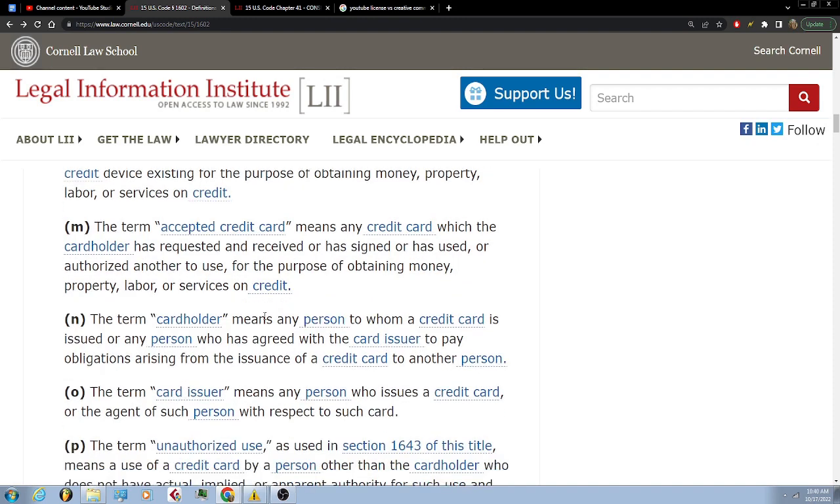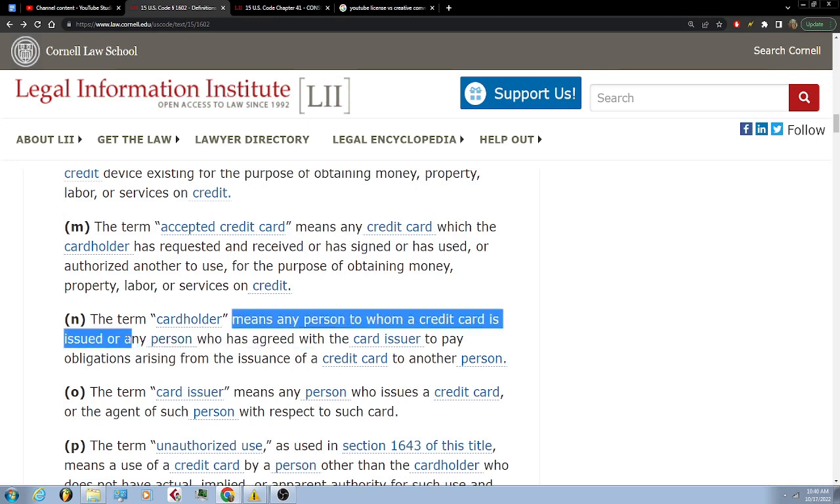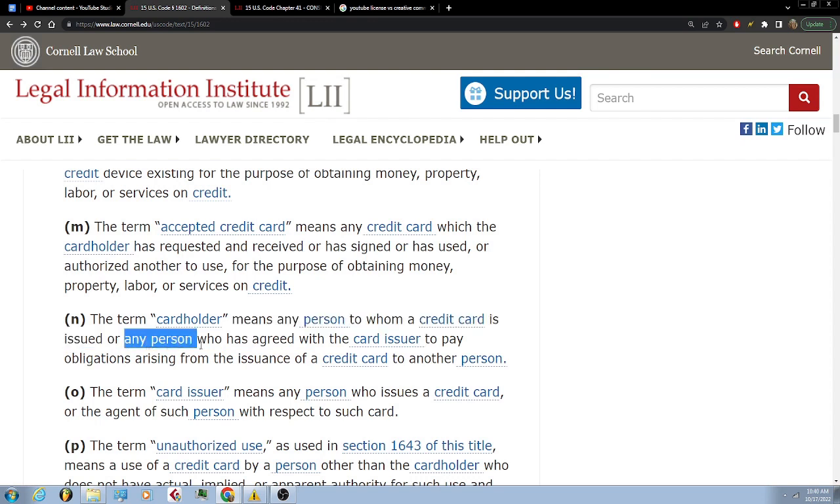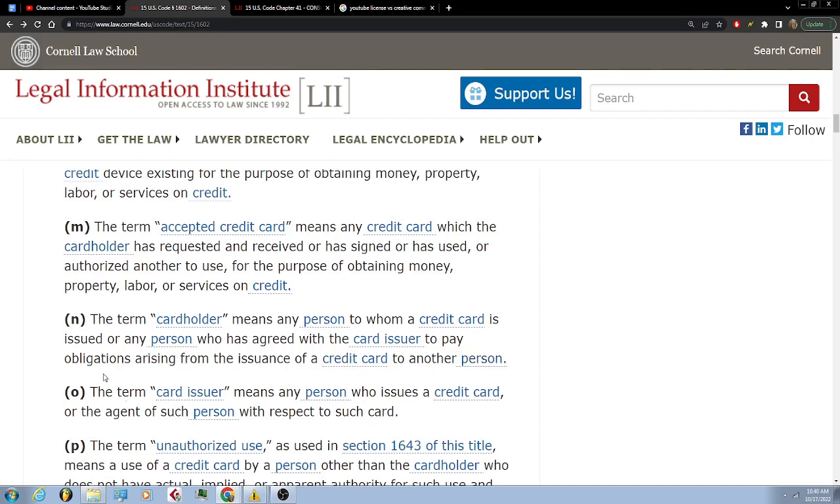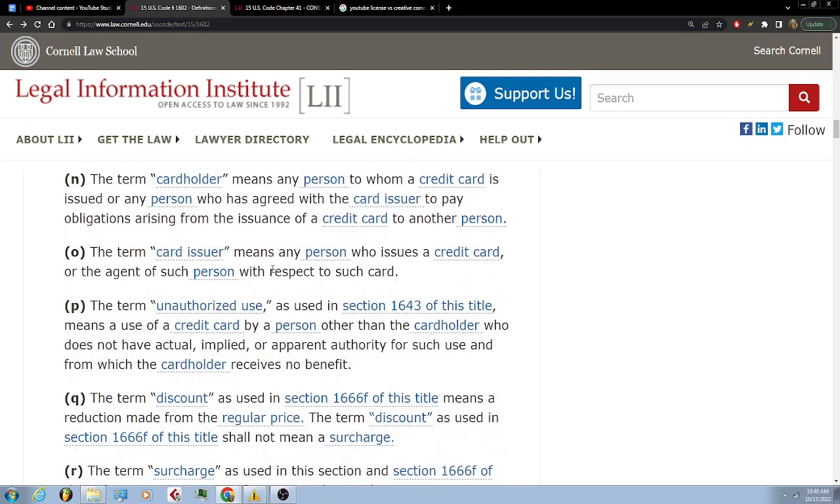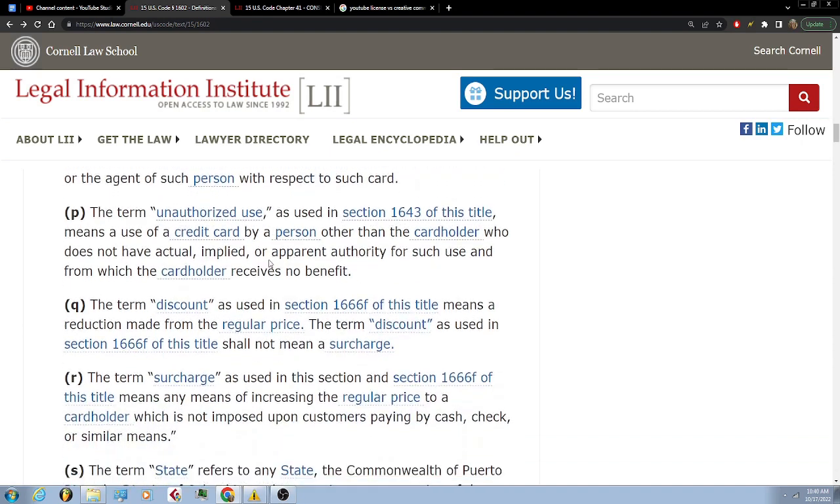N. The term cardholder means any person to whom a credit card is issued or any person who has agreed with the card issuer to pay obligations arising from the issuance of a credit card to another person. The term card issuer means any person who issues a credit card or the agent of such person with respect to such card.